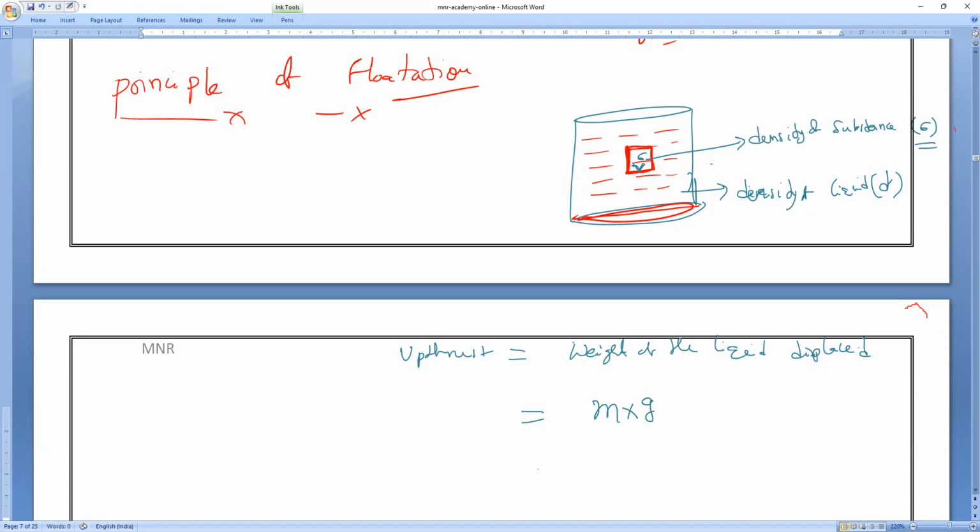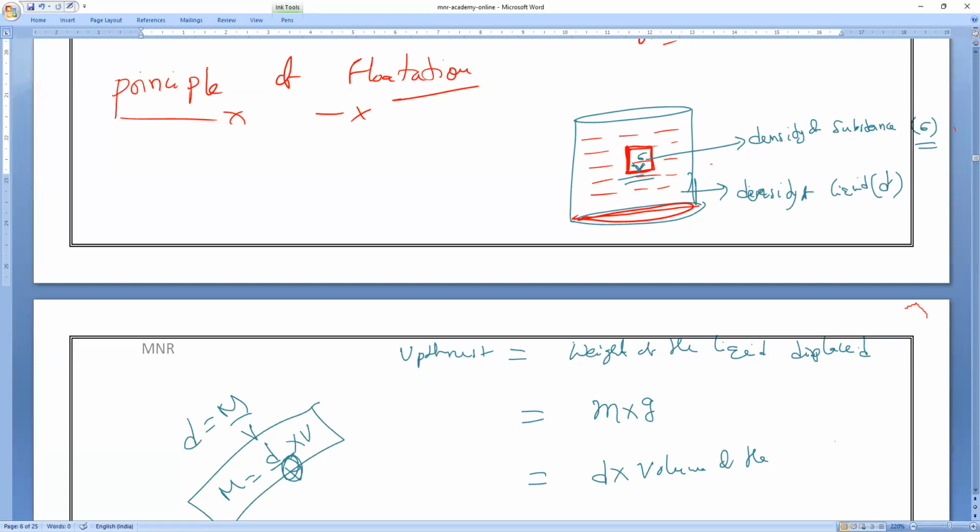M into G. Now M means what? We all know, guys, density is equal to mass by volume. So mass is equal to density into volume. Clear, everybody? Very good. So we'll get upthrust is equal to density into volume of the what? Object or liquid. Here, capital V I assumed.